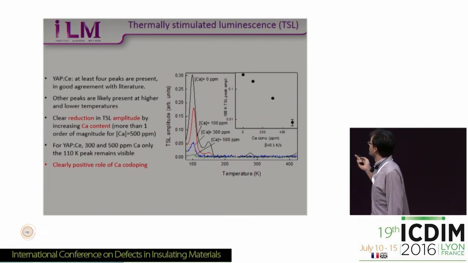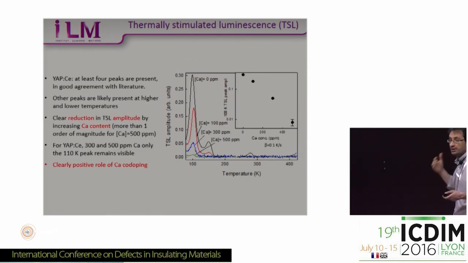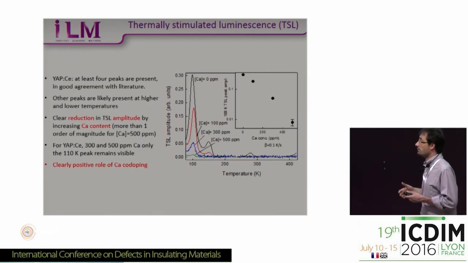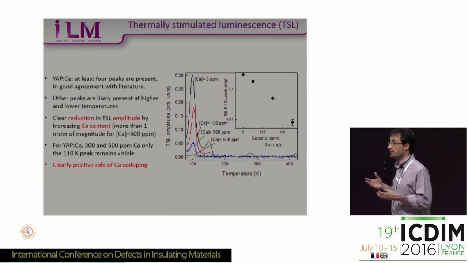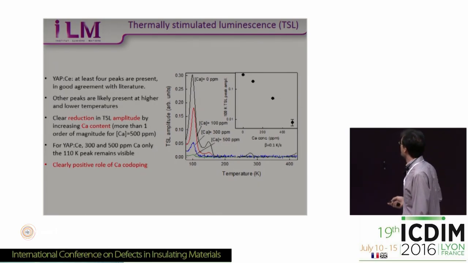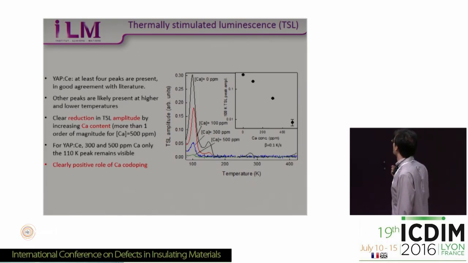So we did some thermoluminescence just to see if calcium actually improves or disfavors the trapping probability on defect sites. And what we see is, again, the typical TSL glow peaks for YAP cerium. There are about 4 peaks at least.